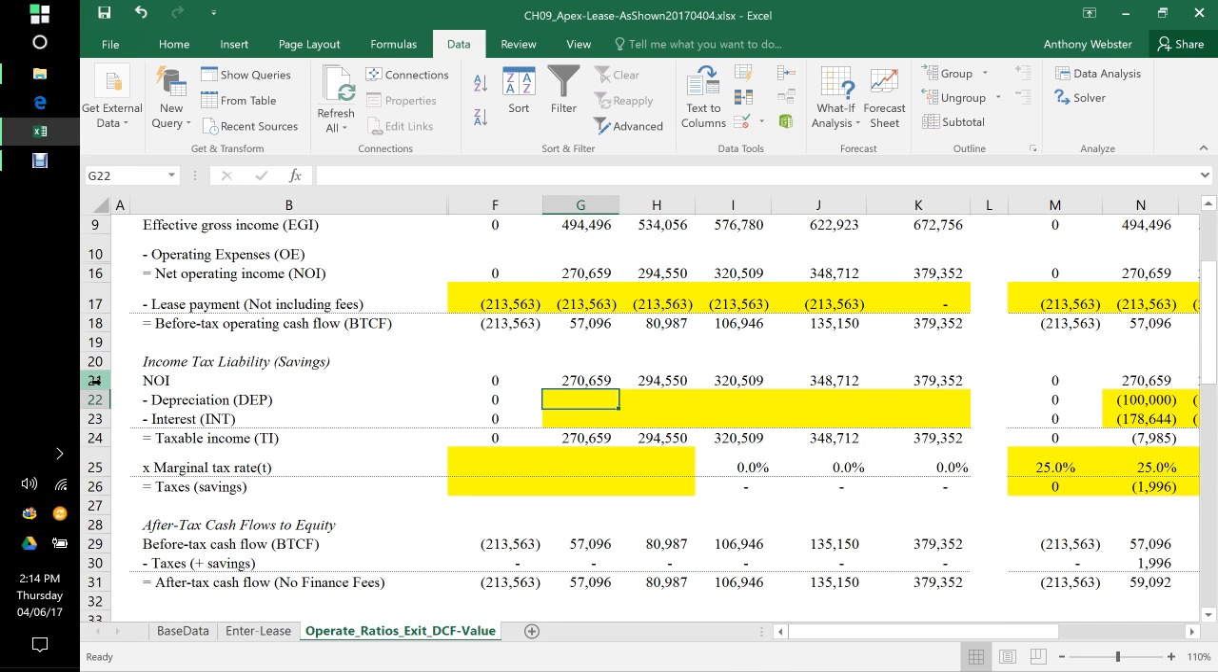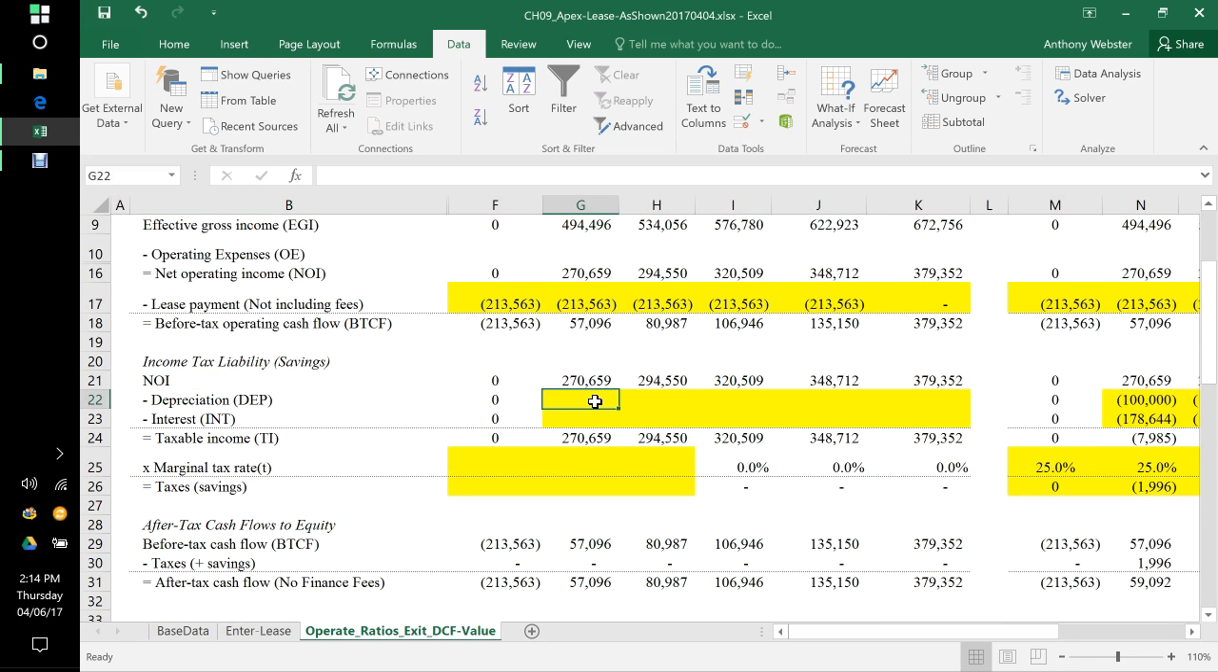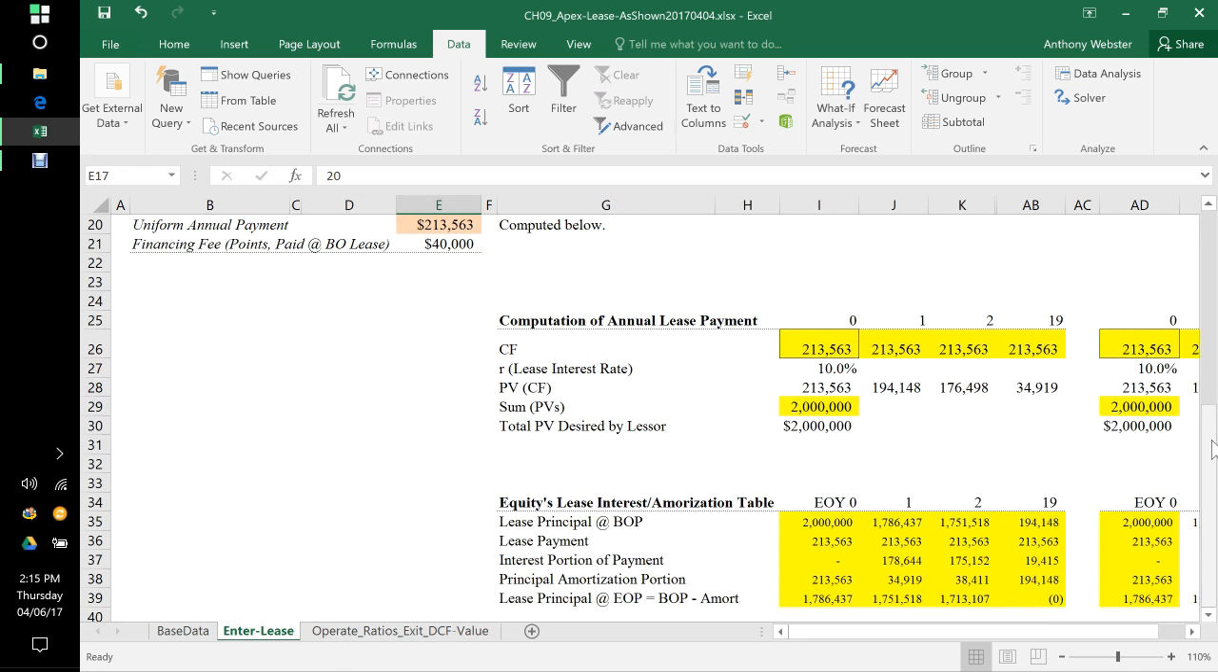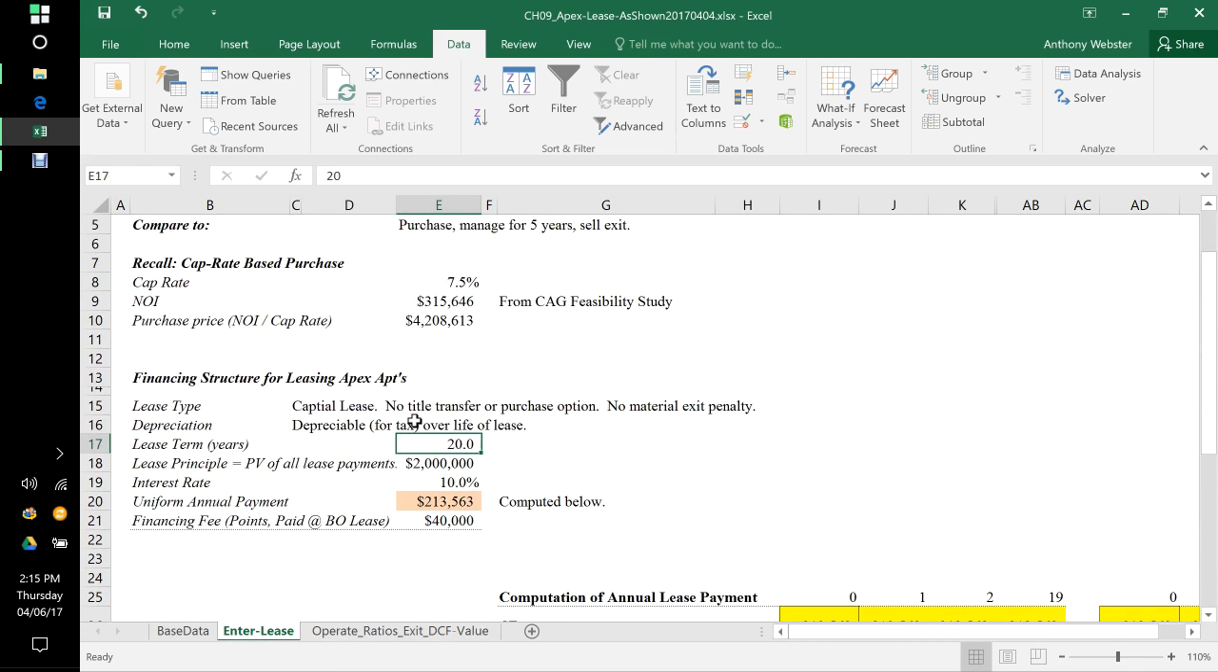Just as with a mortgage, we start with NOI and we make two adjustments. The IRS allows us to deduct depreciation and interest on our lease, assuming it's a capital lease. So what's depreciation? I have no idea, so we're going to go back to where we set up the lease and suss it out. Okay, it's a capital lease, so it will have depreciation. Operating leases do not.